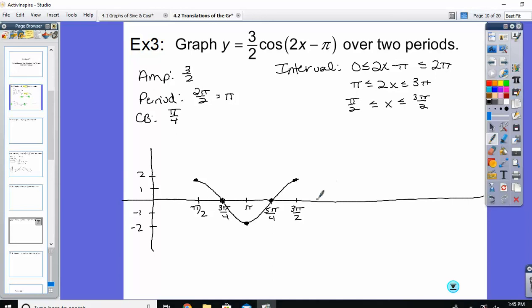Keep going. Add 4 more points. So keep adding your pi over 4. So that would be 7 pi over 4. 8 pi over 4 would be 2 pi. 9 pi over 4. 5 pi over 2. Just continue your path.